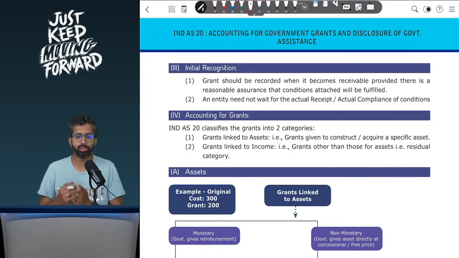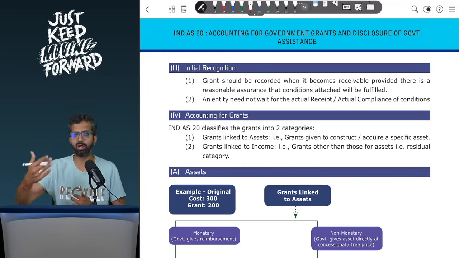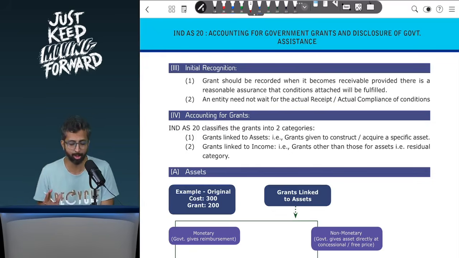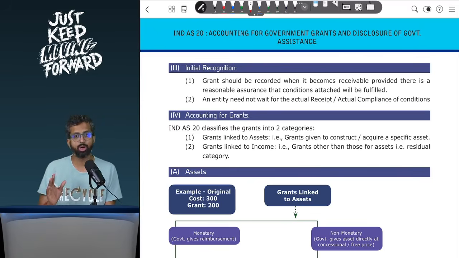Now the government might actually release the grant, let's say, after a few months. However, the moment you buy the vehicle, you submit the application to the government and the government communicates its approval, in which case the grant becomes receivable. So you can recognize a grant even if it is not received.